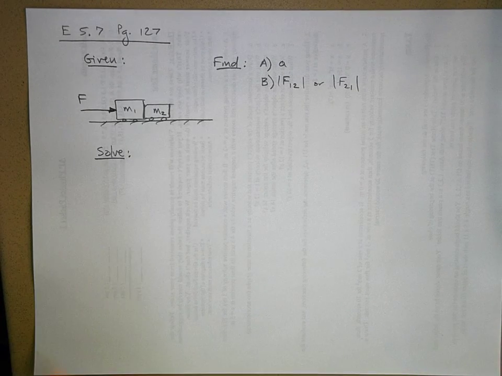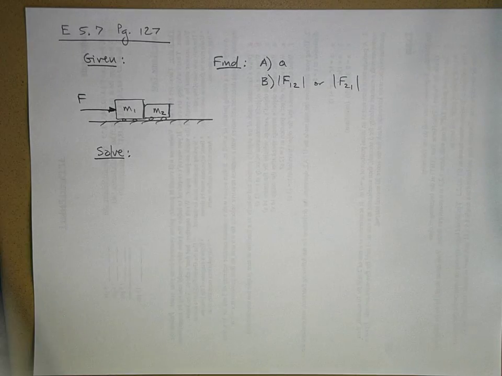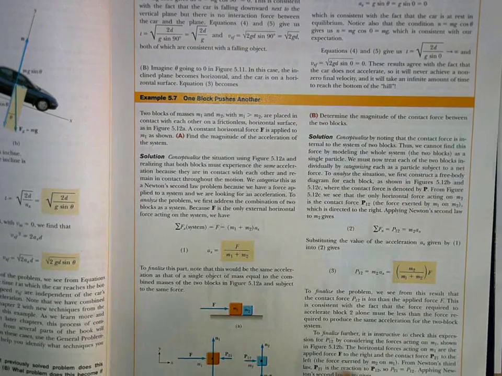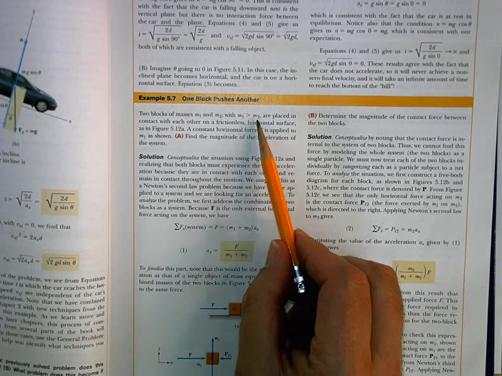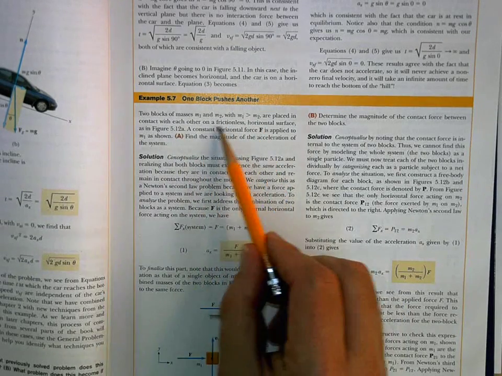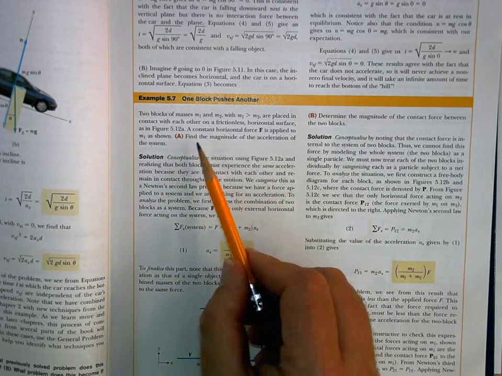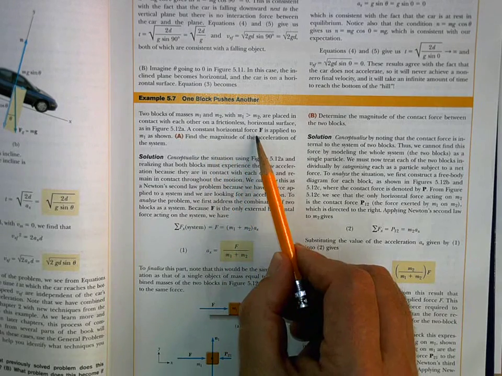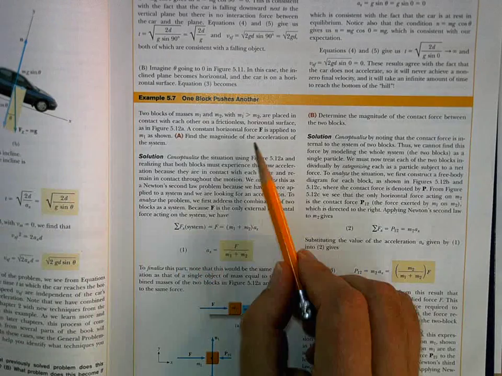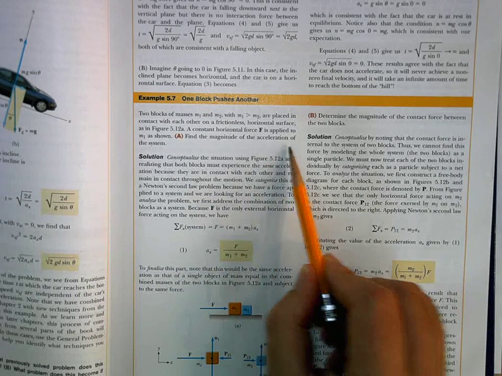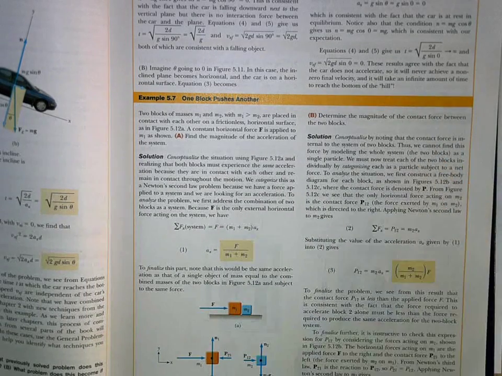Let's do example 7 on page 127, and I'll read the problem. It says two blocks of mass M1 and M2, with M1 being greater than M2, are placed in contact with each other on a frictionless horizontal surface, as shown in the figure, and I drew it on the paper. A constant horizontal force F is applied to M1 as shown. Find the magnitude of the acceleration of the system. And B, determine the magnitude of the contact forces between the two blocks.